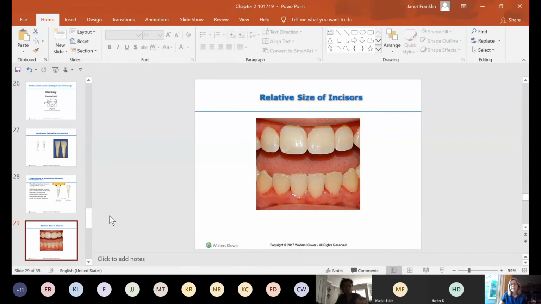The relative size of the incisors you can see in this picture. Your central incisors on your maxillary are bigger than your laterals. On your mandibular, you can see that the laterals are wider than the centrals.